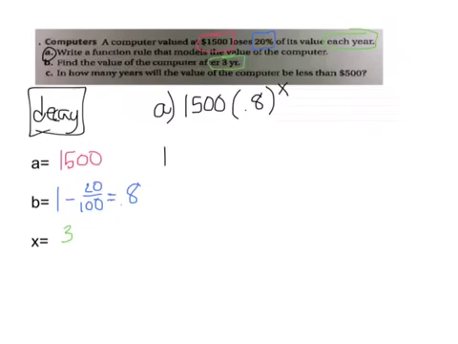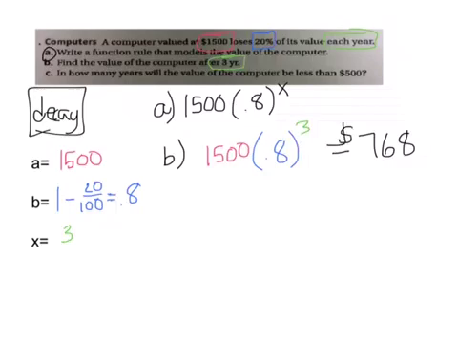For part B, we're taking that same formula, but now we're inserting in our value of 3 years for x. So as we work through it, here's what it'll look like. We start out with 1,500. We're going to go ahead and multiply that by 0.8, and we're going to raise that to the 3rd power. As we work through this, we'll find that our value is $768. Remember, you always want to put the unit signs on that.